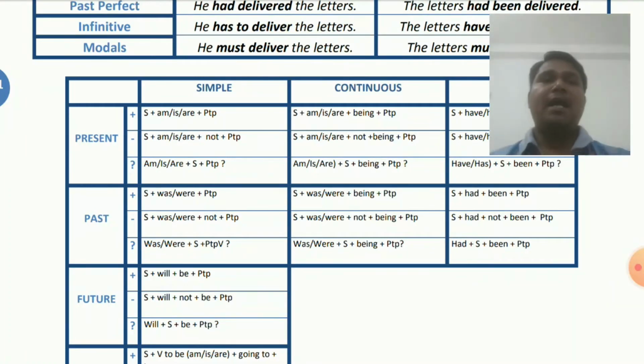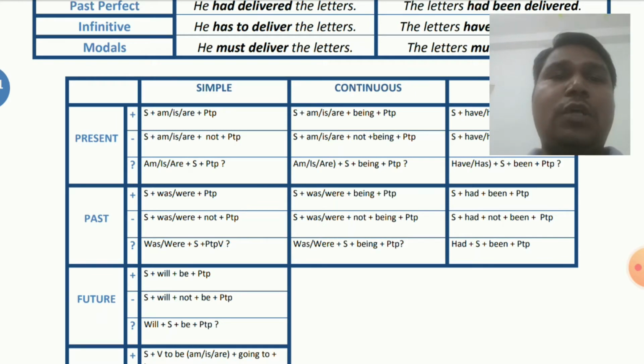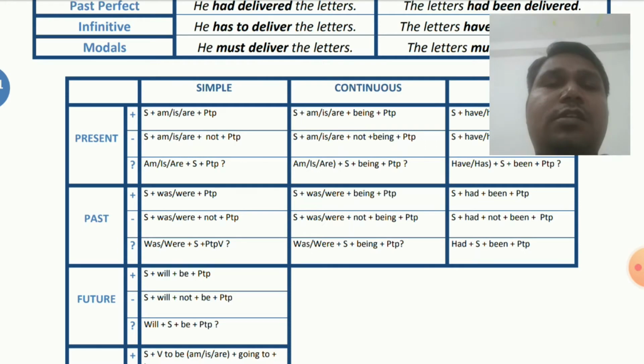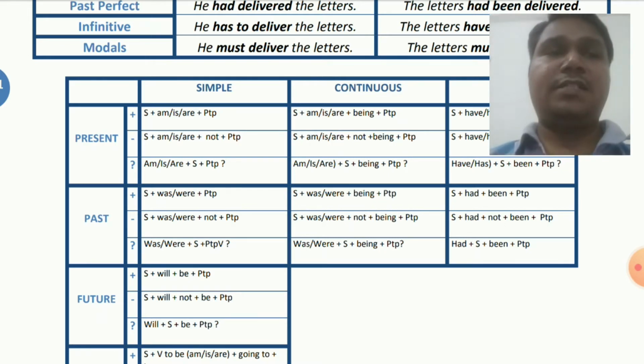To make simple past tense, the format you have to use, that is, first affirmative sentence: subject plus was or were plus past participle. Negative sentence: subject plus was or were plus not plus past participle. Third is interrogative sentence: was or were plus subject plus past participle plus question mark. So these are the formations of the simple past tense.